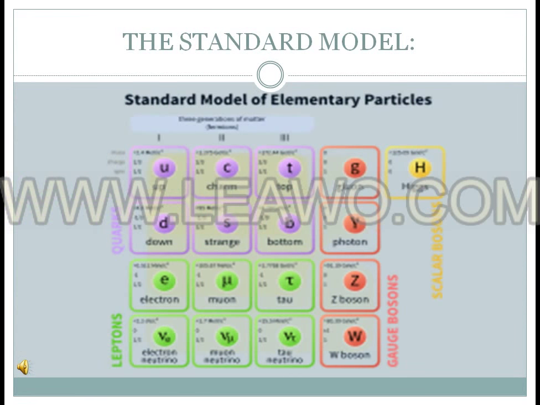Now this picture shows us the present standard model of the elementary particles. As you can see, the Higgs particle is included with the up, charm, top, down, strange and bottom quarks, as well as the leptons, as well as the gauge bosons you can see in this picture.